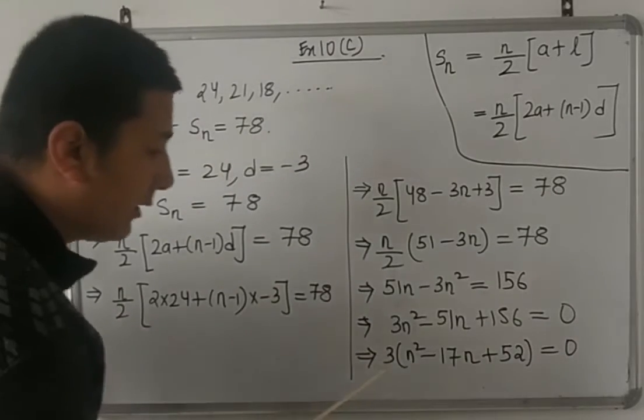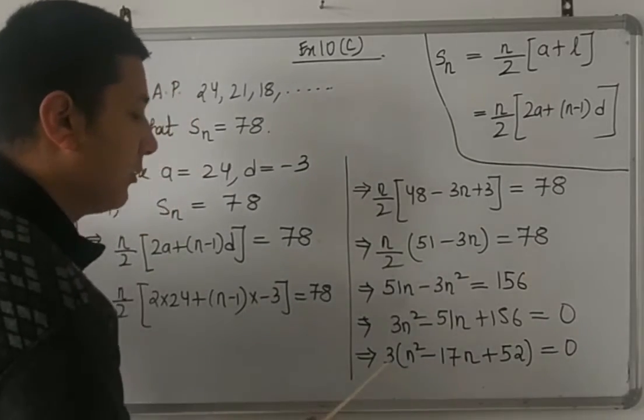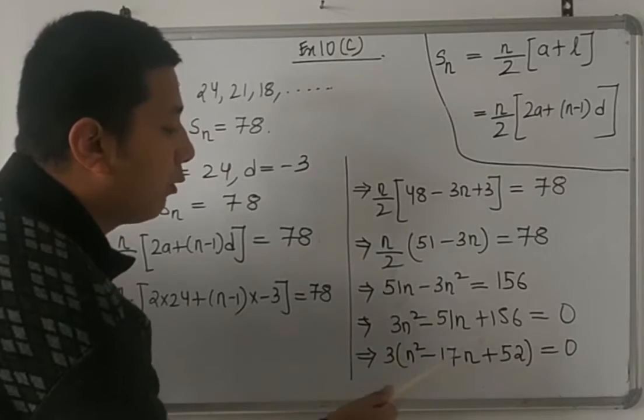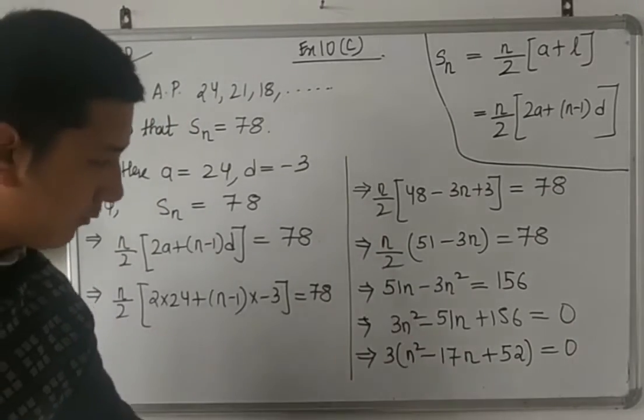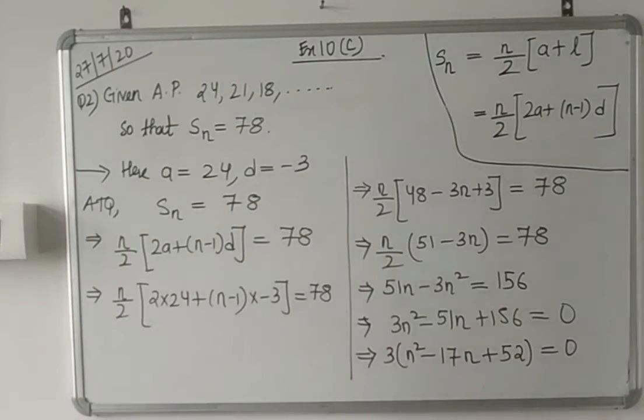Now what will I do? I'll take this 3 to the denominator, this vanishes, and then I get a quadratic equation, and then we'll find the value for n. Okay, so pause the video till here, note it down quickly.